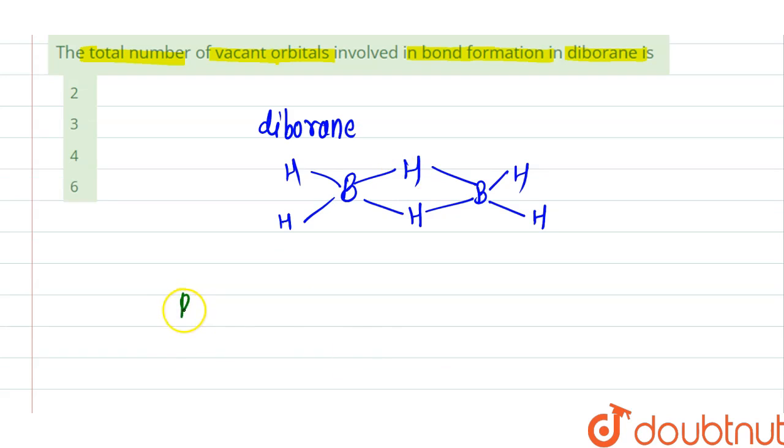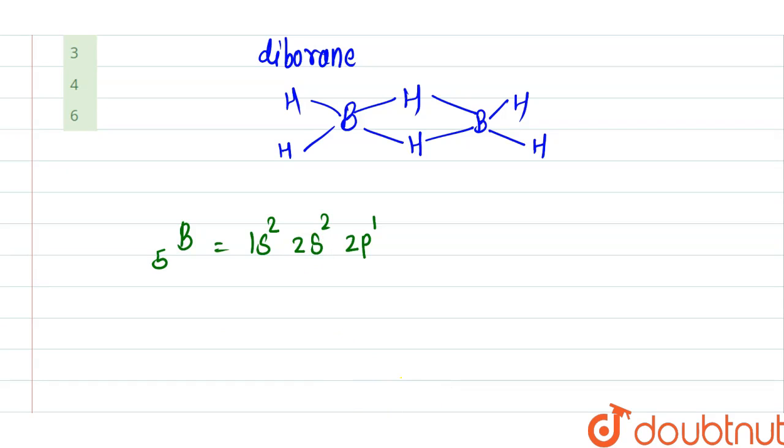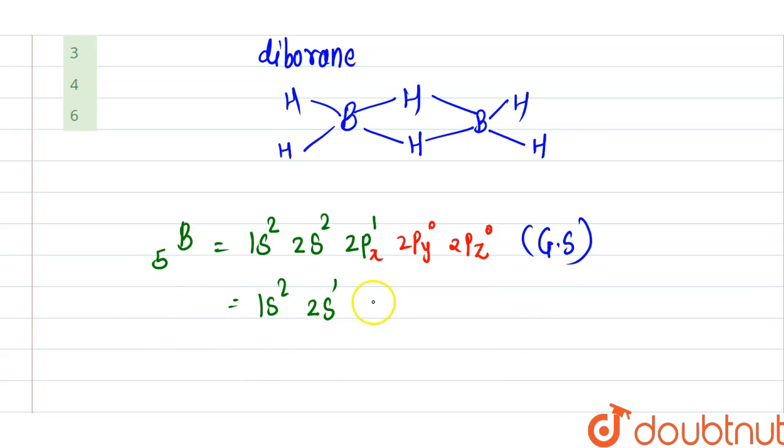So, boron atomic number is 5, 1s2, 2s2, 2p1. So, 2p, that is 2px1, 2py0, 2pz0. So, it is the ground state electronic configuration. And 1s2, 2s1, 2px1, 2py1, 2pz0 is the excited state electronic configuration of boron.